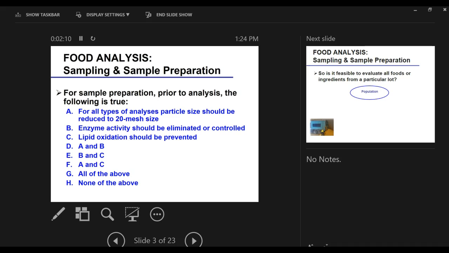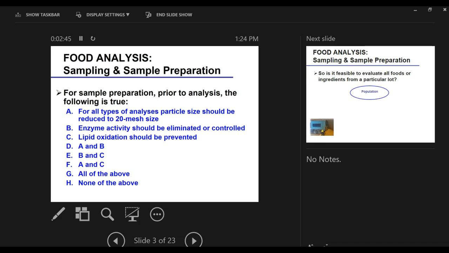For sample preparation, prior to analysis, the following is true. First of all, do you know what mesh size, or mesh number, is? Have you heard this term? What is it, Holly? Do you remember? Yeah, it's the amount of openings that a sieve has in a square inch, so it measures particle size. You are 99% correct. I'll take it. It is the number of openings, usually squares, in a linear inch. Oh, so it's not a square inch. So it's a linear inch.